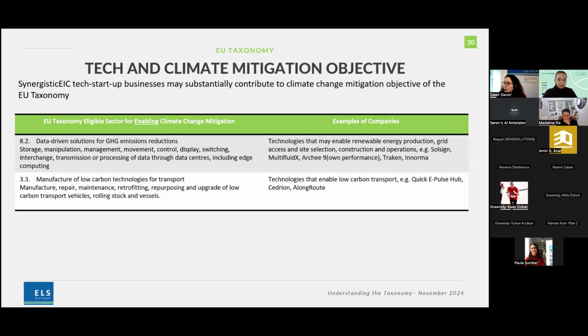So there are a couple of other sectors, and I just didn't want to leave out. I'm trying to include as many of the companies in Synergistic in this discussion as possible. I mentioned data-driven solutions for greenhouse gas emissions. Some of the companies that I saw that could potentially be operating under this economic sector are Solsign, Multifluid X, Archie9, which I think might be an own performance, being that it is substantially contributing in its own right to the sector, not only as an enabler, Tracken and Enorma. So they seem to have a business model that applies to this sector. And then also for low carbon technologies for transport, Quickie, Pulse Hub, Cedrion, and Along Route appear to me to be potentially operating in these sectors.